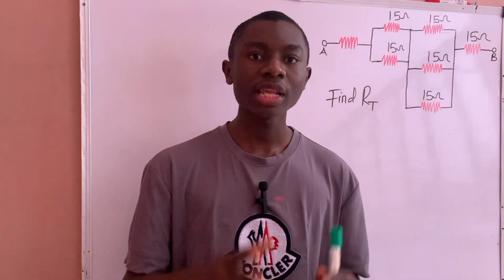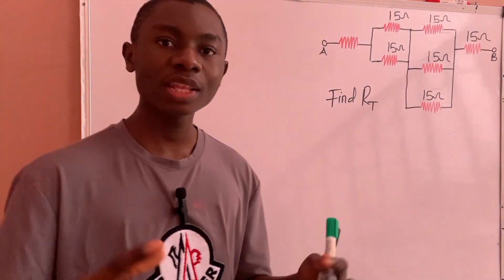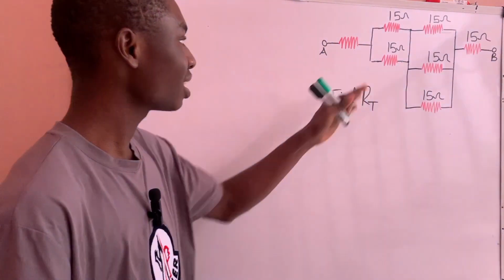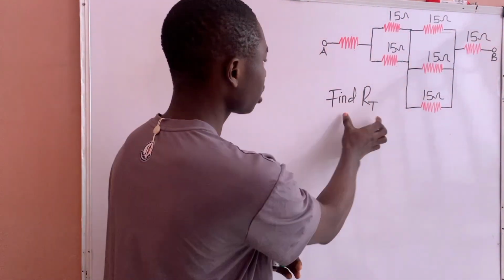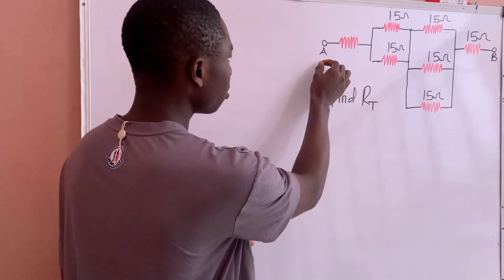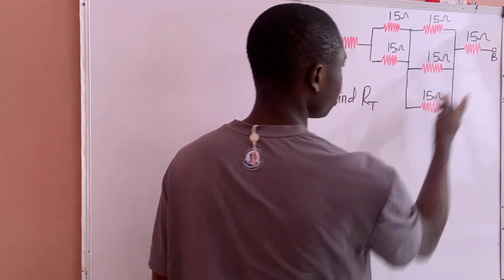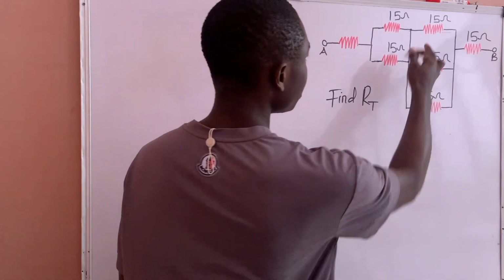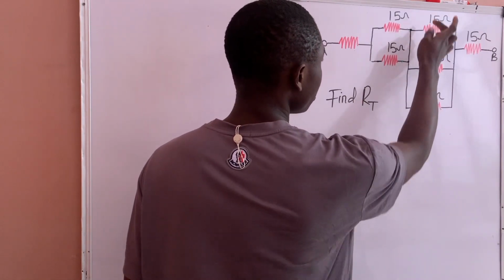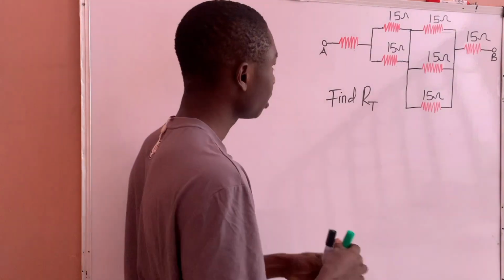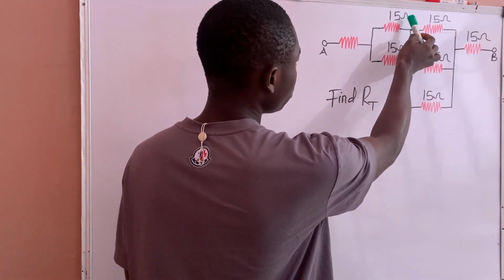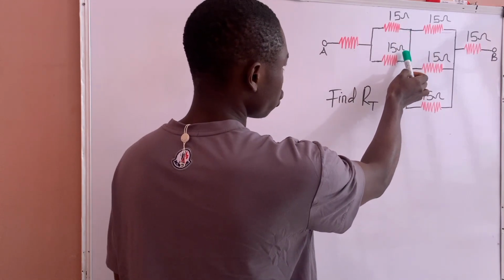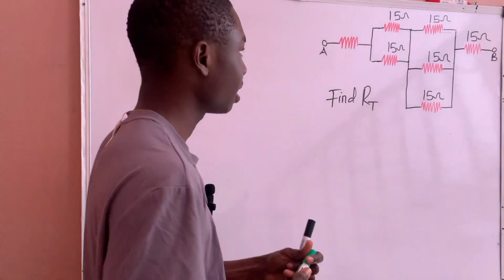If I told you that you can find the total resistance of any parallel circuit without using any formula, will you agree with me? Okay, let's consider this problem. We are asked to find the total resistance between terminal A and B. And for this circuit, these 3 resistors are in parallel, and these two 15 ohm resistors are also in parallel.